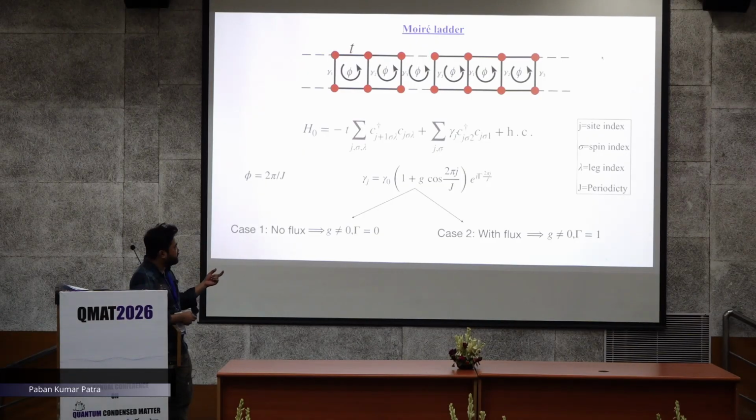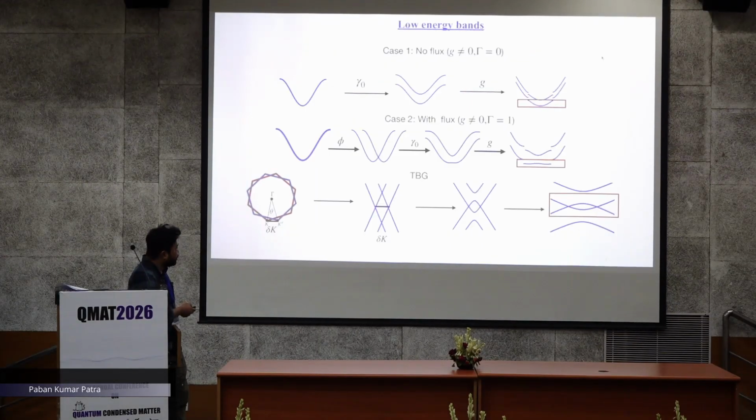Because in this model, I can decouple the Moiré periodicity as well as the Moiré flux individually. So henceforth, I'm going to discuss this Moiré ladder in these two aspects: one with no flux, that means capital Gamma equal to 0, and one with flux. So let's see the low energy band diagram of this model and how it resembles the name given, basically twisted Euler grafting.